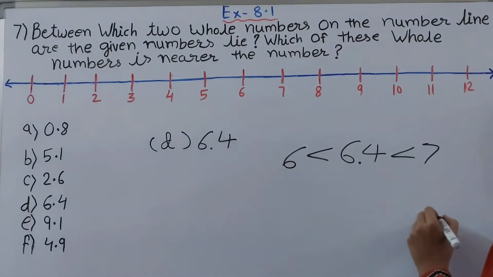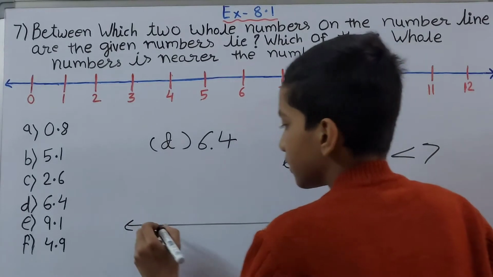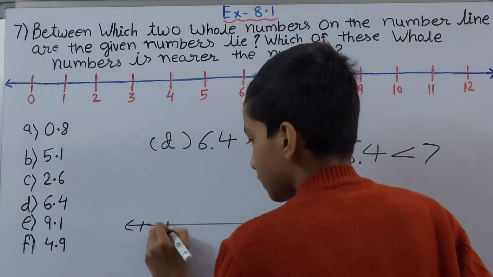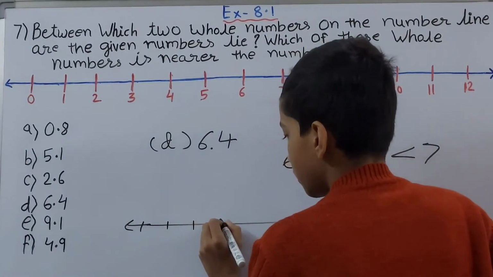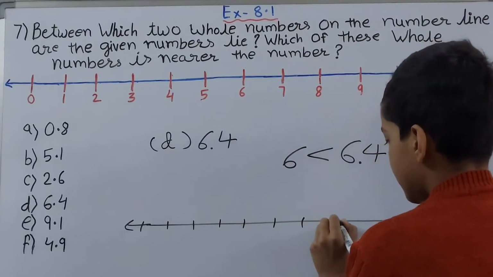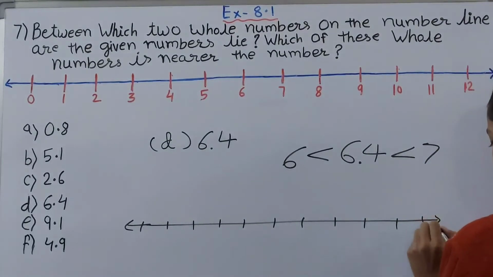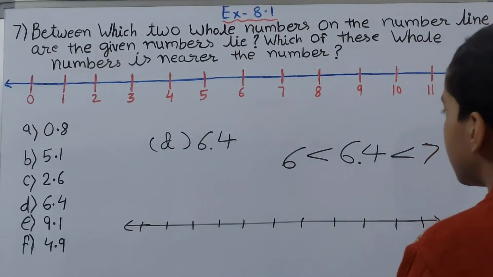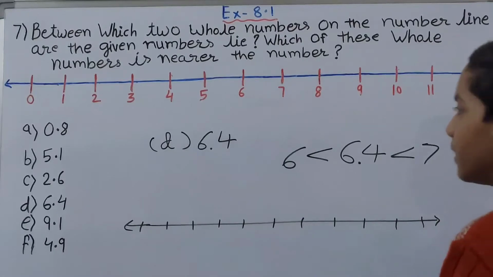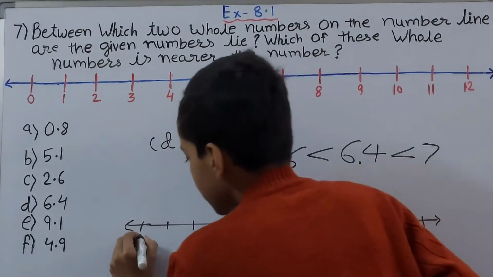Now let's do the second step, which is to draw the number line. So let's start dividing this into 10 equal parts. 2, 3, 4, 5, 6, 7, 8, 9 and 10. Alright, so this is divided into 10 equal parts. Now let's start filling numbers. So we will start from 6 and end at 7.